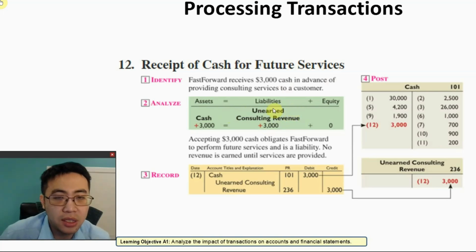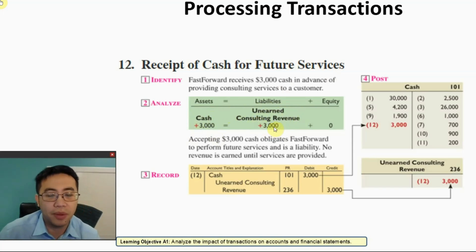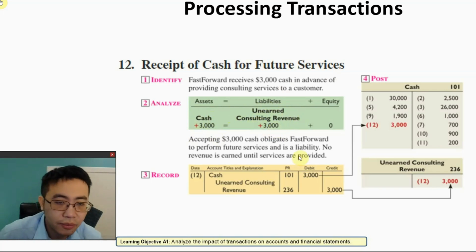On this equation, you will see cash got an increase just because you get the money, and you also have liabilities increase because you have a future fulfillment of this contract. And in the record, you will see cash got a debit because it increases, and unearned revenue as a liability also increases as a credit.